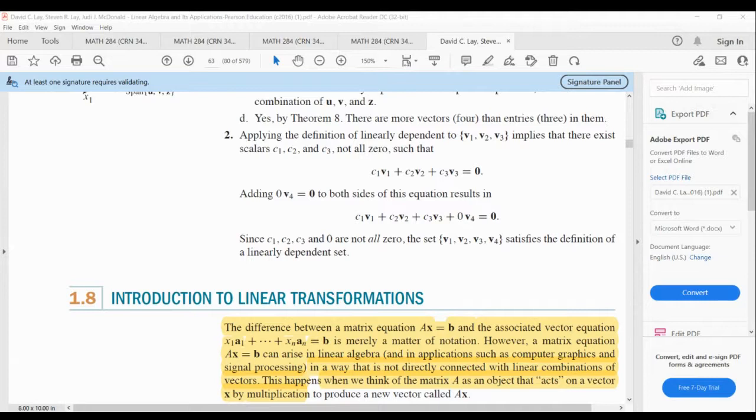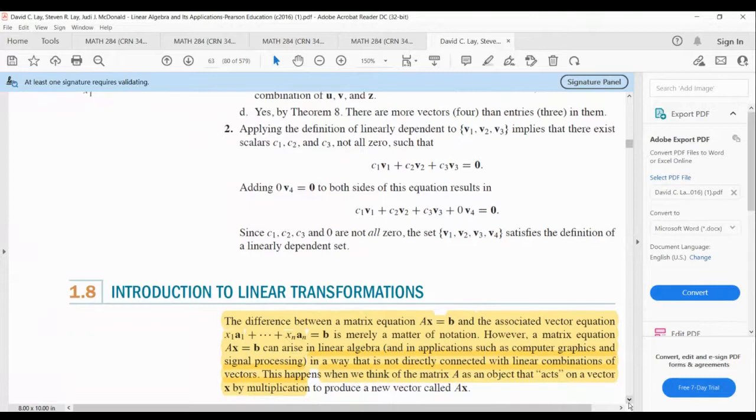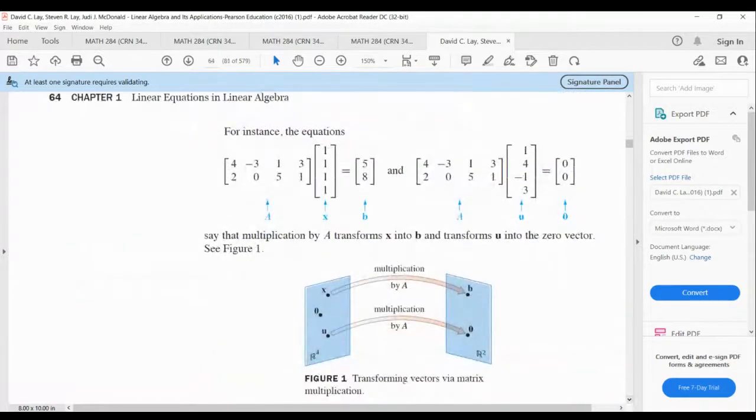We can think of a matrix A that acts on a vector x by multiplication, when you multiply A times x to produce a new vector A times x. So let's look at an example here. Let's see what they're talking about here. Okay, so you see there, you have a matrix A times a vector x.